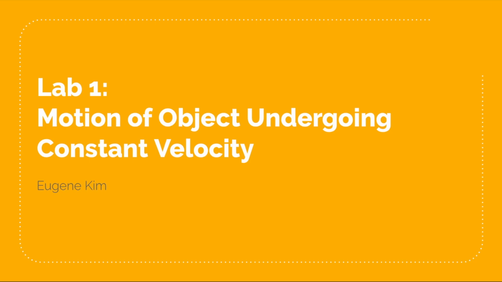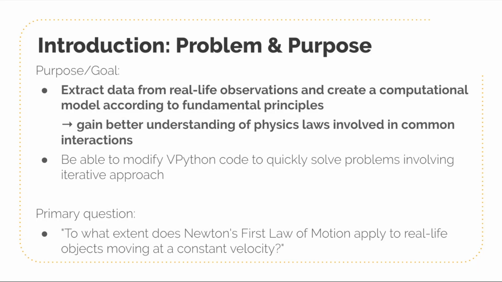Lab number 1, motion of object undergoing constant velocity. The purpose of this lab is to extract data from real observations and use it to create a computational model by applying appropriate physics principles in order to gain a better understanding of motion laws involved in common interactions.